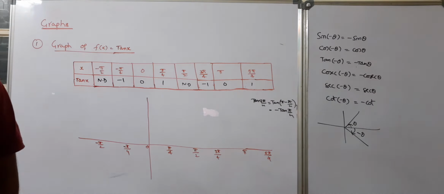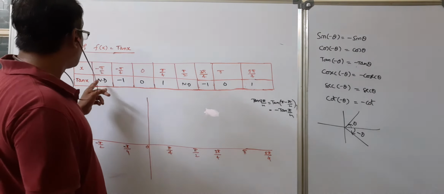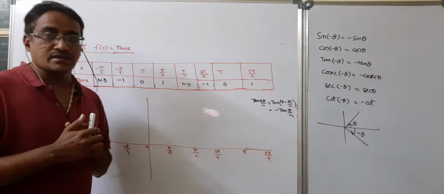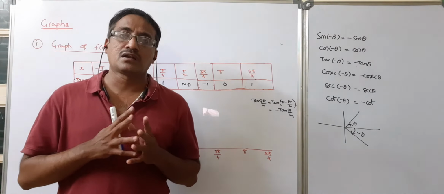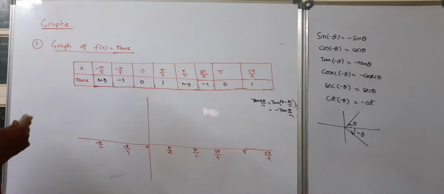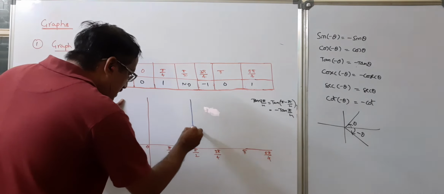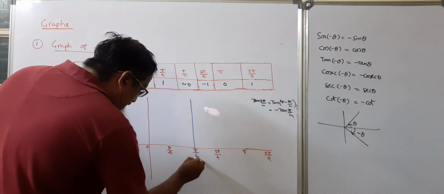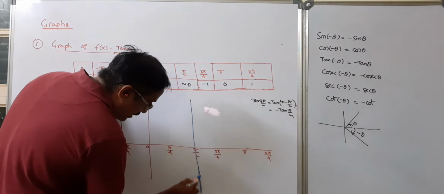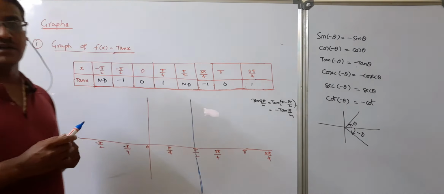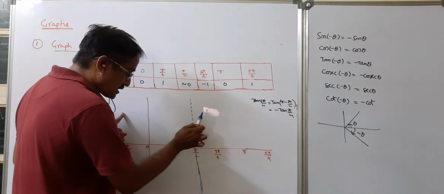Now there are some not defined values here. So how to sketch a graph if the given points are not defined? Let us see. For that, first of all, you need to draw vertical lines at the points where the graph is not defined. This is very important. Here the graph is not defined, so you need to draw the vertical lines like this.